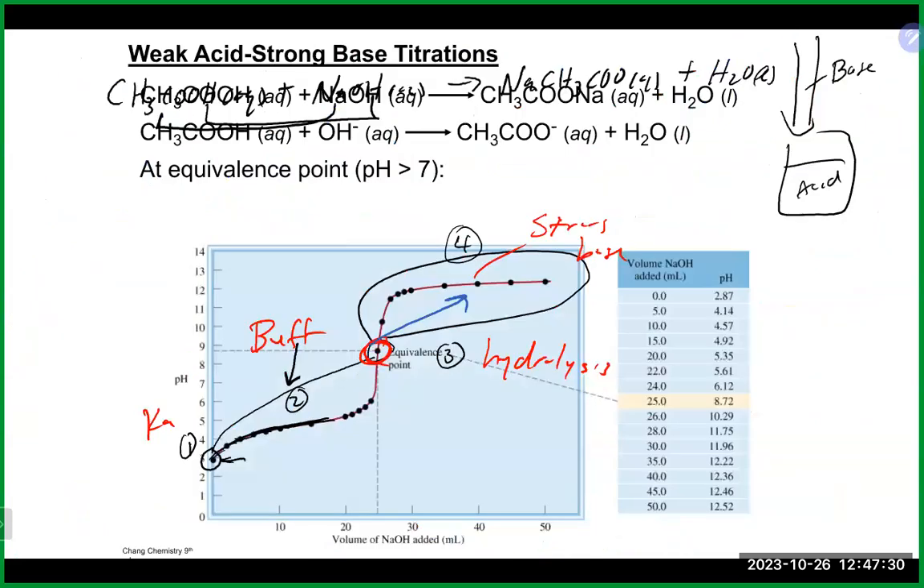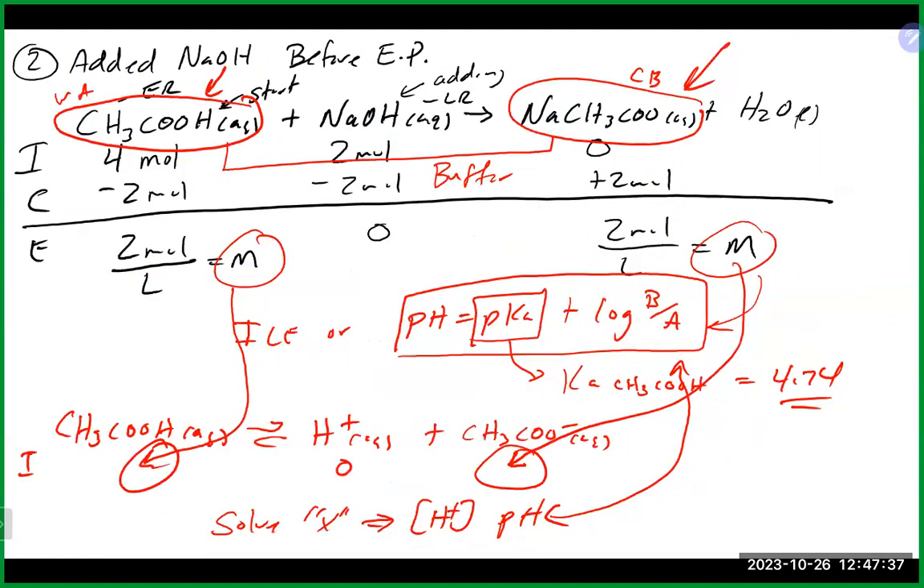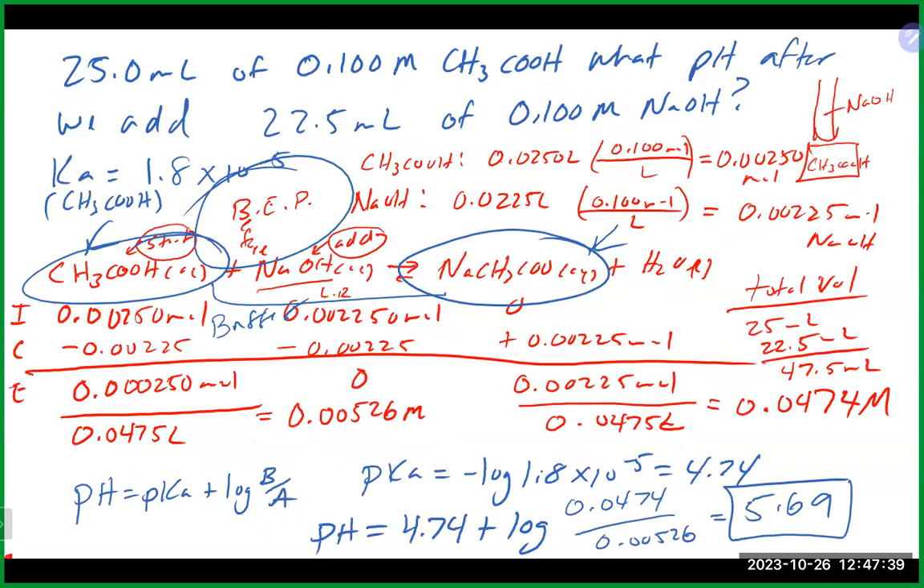We were at 22.5, which is like in this ballpark. So we were between those two numbers. So that's pretty good. Probably didn't screw up. It's reassuring. Any questions on weak acids, strong base titrations? Yes.